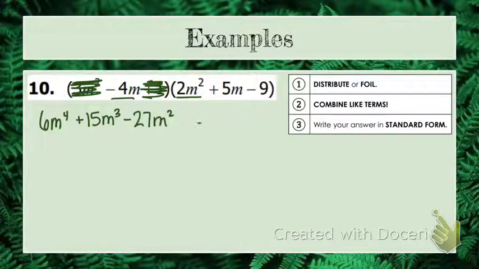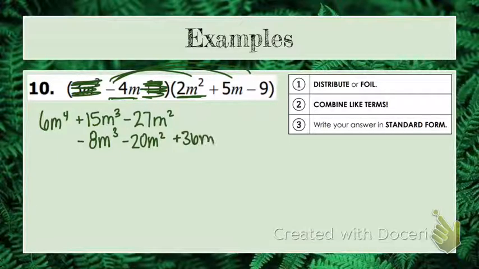So instead of writing this all out to the side, I'm going to find where I have another m cubed, and I'm going to write that below it. So we have negative 4m times 2m squared, and that gives us negative 8m cubed. Then we have negative 20m squared. So I'm going to put that below the other m squared. And then we have positive 36m. And we don't have a plain old m yet. So we distributed the negative 4m to all three of the other terms.